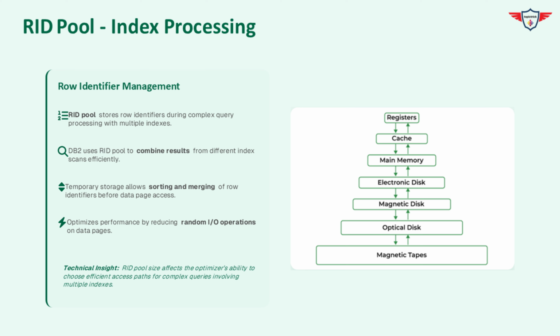The size of your RID pool affects the optimizer's ability to choose efficient access paths for complex queries. If the RID pool is too small, the optimizer might be forced to choose less efficient execution plans, which impacts query performance. Understanding RID pool behavior helps you troubleshoot why certain complex queries might not be performing as expected, especially those involving multiple index lookups.